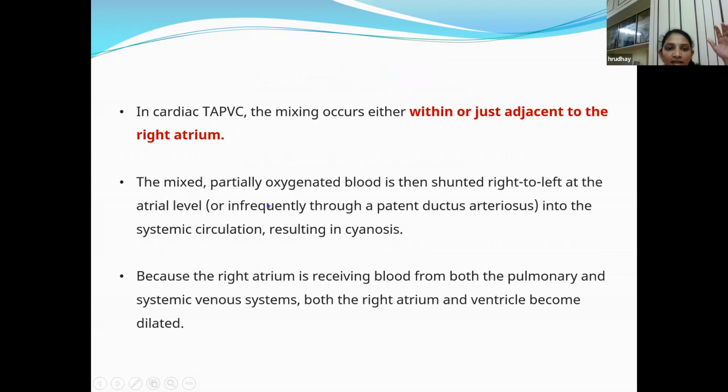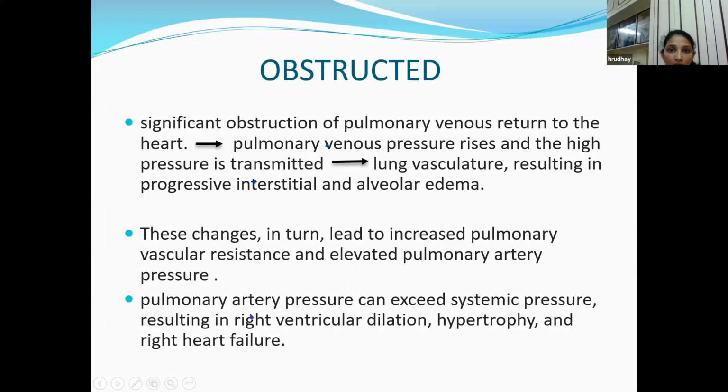So this mixing permanently leads to partially oxygenated blood. The right atrium already had deoxygenated blood, so oxygenated and deoxygenated blood both mix. This leads to partially oxygenated blood, which is then shunted right to left at the atrial level into the systemic circulation, resulting in cyanosis. Because the right atrium is receiving blood from both the pulmonary and systemic venous systems, both the right atrium and the ventricle become dilated. So what happens if this pulmonary venous system gets obstructed?